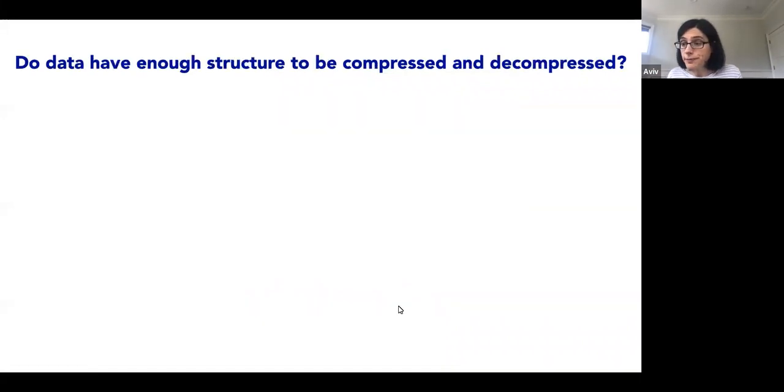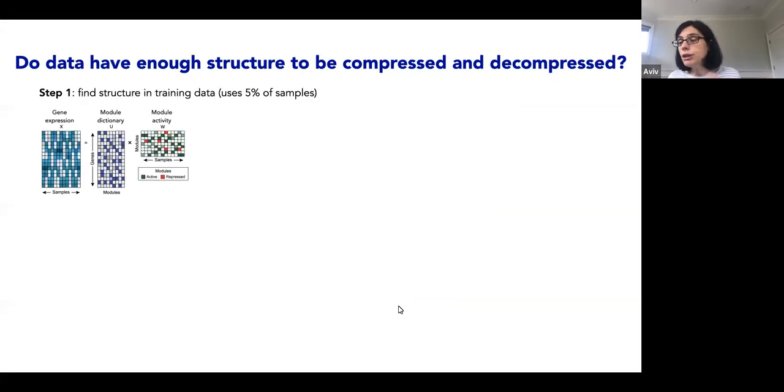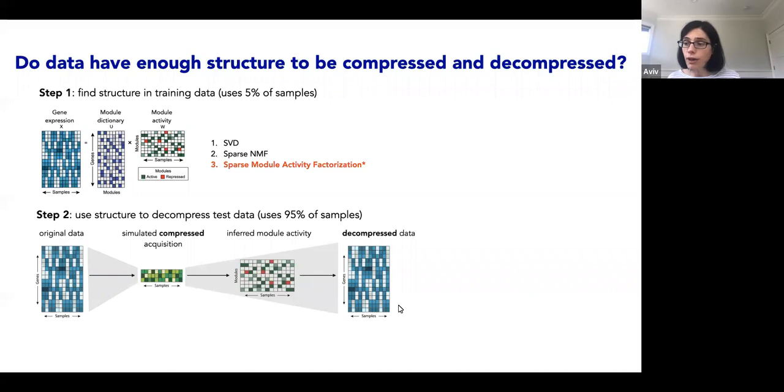How will we decompress it so that we know the level of each gene? One way to do it is using a little bit of training. First, we'll use, say, 5% of full profiling data to fit a model where the expression of genes across the samples is explained by a dictionary of gene modules and by the activity levels of modules in the samples. And then we can use known factorization algorithms for this, like SVD or sparse NMF, but we actually also developed our own algorithm, sparse module activity factorization, or SMAF, which is sparse in both the module dictionary and the module activities. Then we can take the remaining 95% of the samples, assuming they are measured only in compressed form.